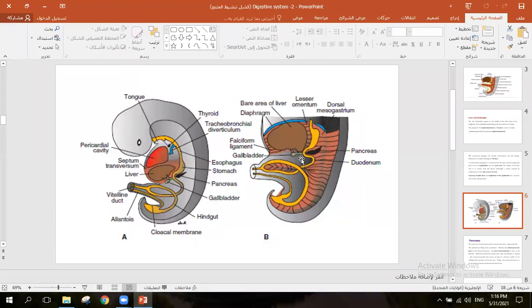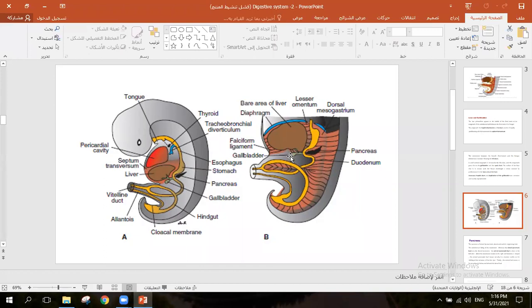Duplication of the gallbladder is a common congenital abnormality but is usually asymptomatic. True, very good. The bare area of the liver is a surface area of the liver that will be covered by peritoneum. False. It is never covered by peritoneum.